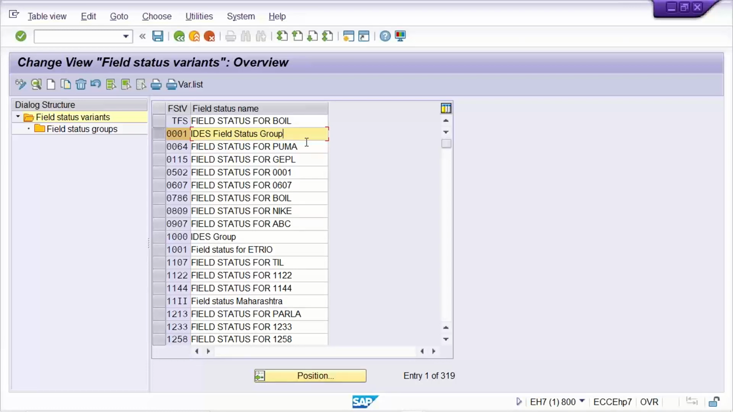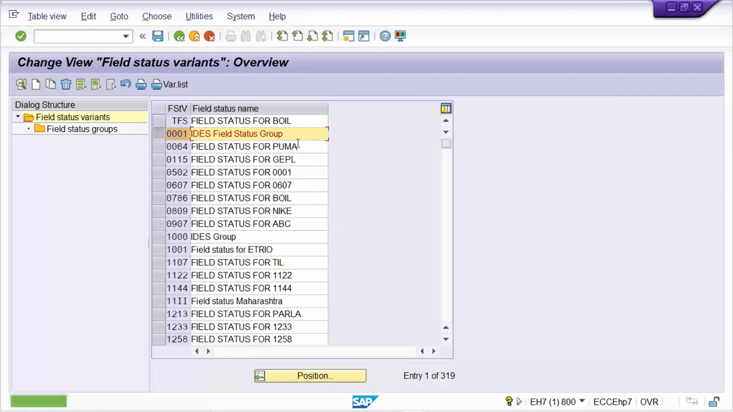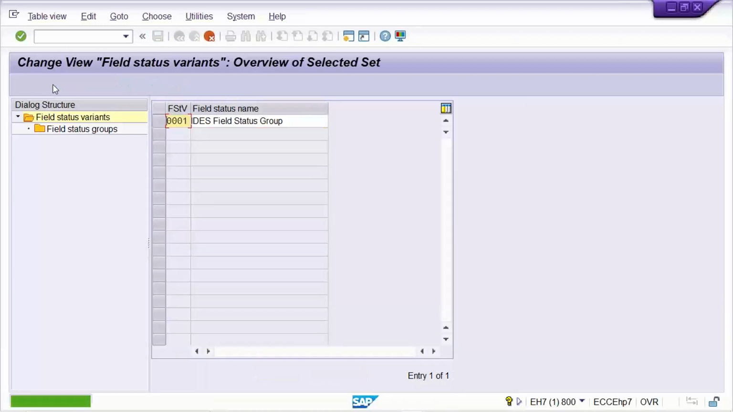Let's suppose this is the description. Okay, just save it. Control S. Press enter. Now select this 0001 and click on copy. When you click on copy, give your code. Mine I'm going to give TM22 only. And descriptions I can give here. Let's suppose this is my field status variant.